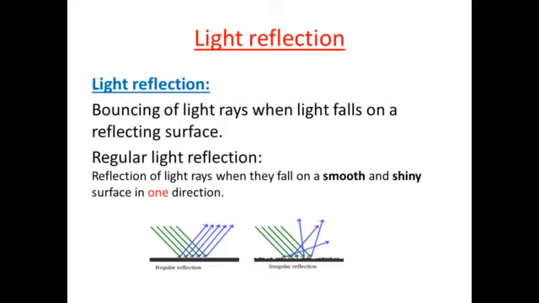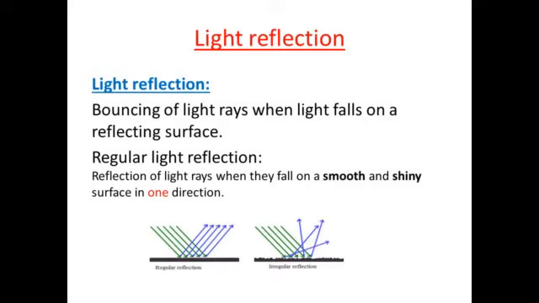Light reflection. If you stand in front of a mirror, you can see your image in the mirror. That's why, because light returns back, forming an image. That is called light reflection. So, light reflection is the returning back or bouncing of light rays when they fall on a reflecting surface. This reflecting surface is always a smooth and shiny surface.